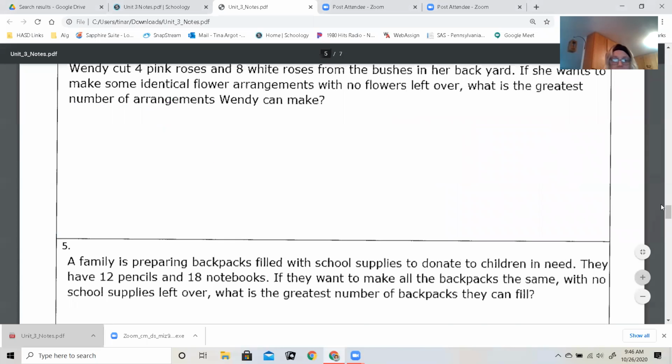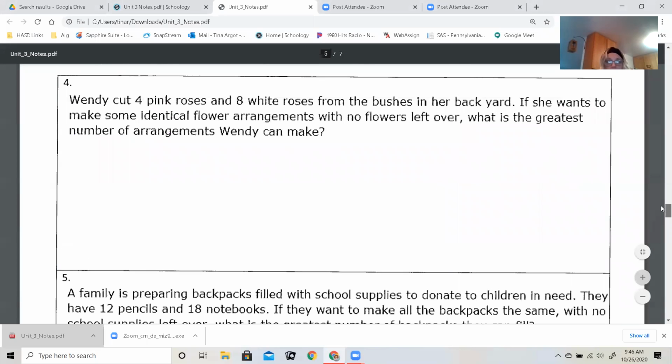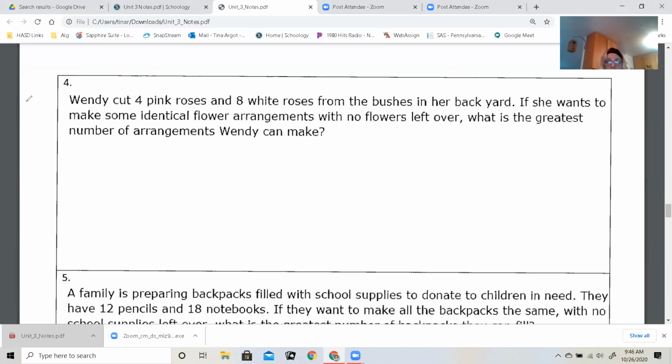All right, over to number 4. Wendy cut 4 pink roses and 8 white roses from the bushes in her backyard. If she wants to make some identical flower arrangements with no flowers left over, what is the greatest number of arrangements Wendy can make? So right here, our keyword is greatest. So that's telling me to do a GCF. Greatest is GCF. Go do your trees for 4 and 8.